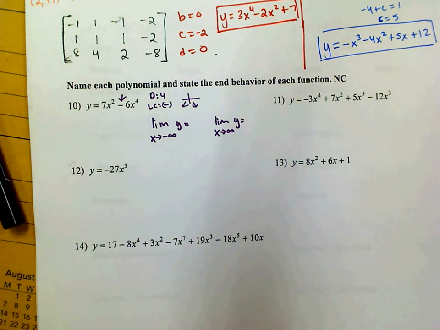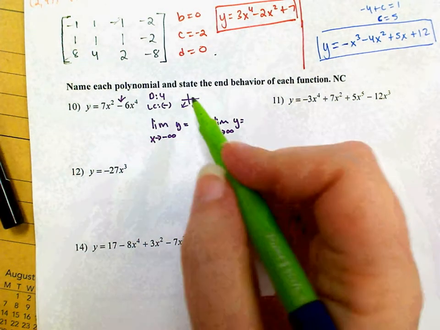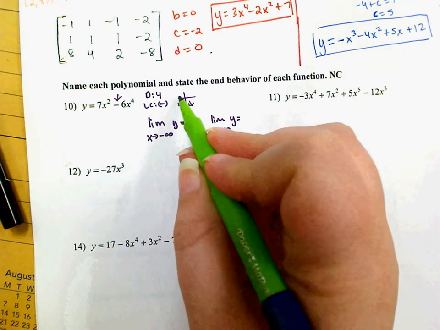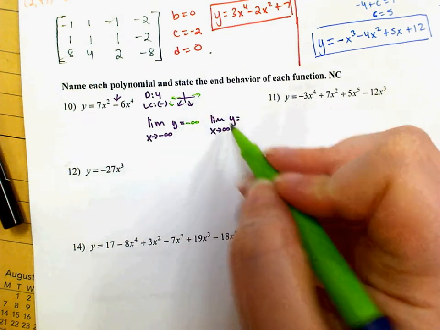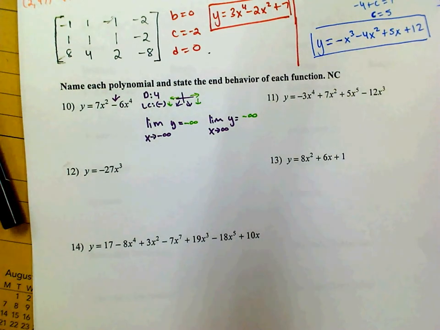So when I go to the left, when x goes to negative infinity, the function is going down to negative infinity. And when x goes to positive infinity, the function is going down to negative infinity. As far as the name goes, the degree is 4, and there are 2 terms. So I've got a 4th degree, which is quartic. So it is a quartic, and then 2 terms, binomial.